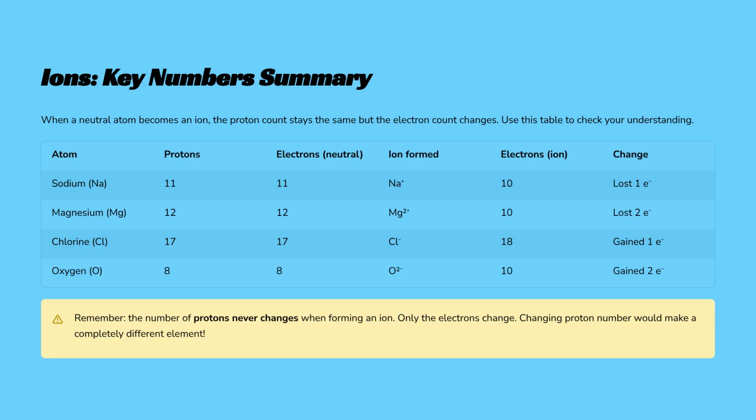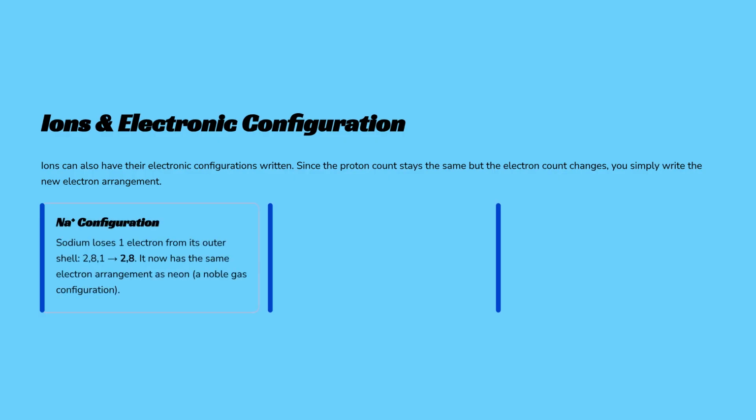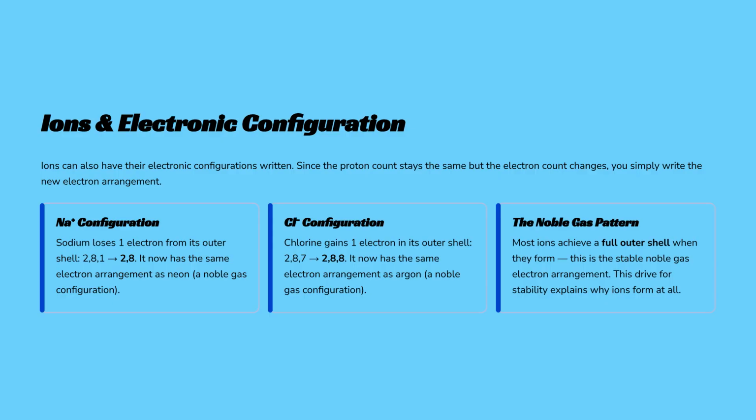When forming an ion, the proton count remains constant, ensuring the element remains the same. Only the number of electrons changes, leading to a net charge. Ion electronic configurations reflect the new electron arrangement after losing or gaining electrons. For example, Na⁺ is 2, 8, and Cl⁻ is 2, 8, 8. Most ions achieve the stable, full outer shell of a noble gas.